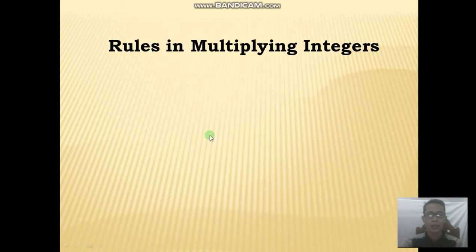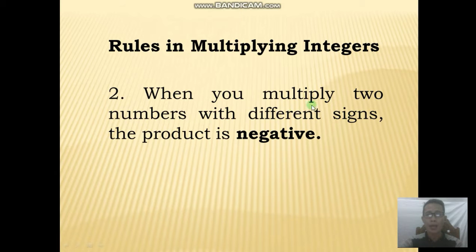Alright? So, rule number 2. When you multiply two numbers with different signs, pag sinabi natin different sign, ibig sabihin, magkaiba yung sign, the product is negative. So this is our guide. If two numbers have different signs, one is positive, one is negative, the result or the product is negative. Pag binaliktad natin, one is negative, one is positive, still the product is negative. So ito po ang ibig sabihin ng rule number 2.